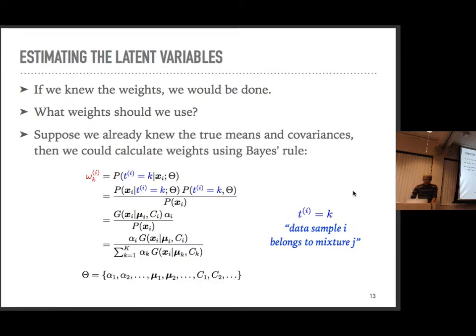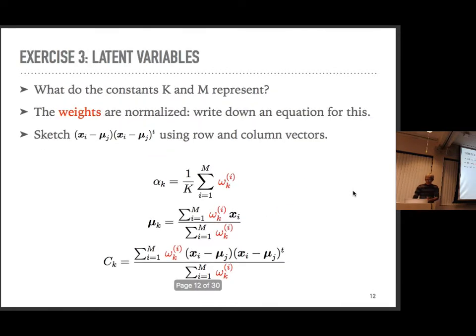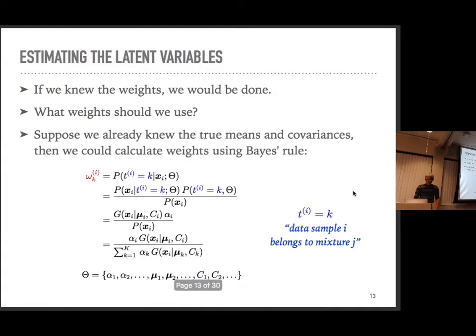Okay, so what I showed you is if you knew what weights to plug in, then it's just a question of using these slightly more complicated formulas with weights in them, weighted means, weighted covariances. But we don't know what weights to put in, so we have to come up with the weights first. Question?